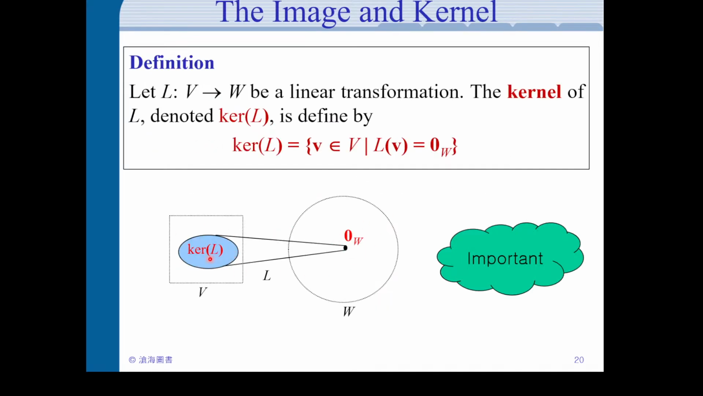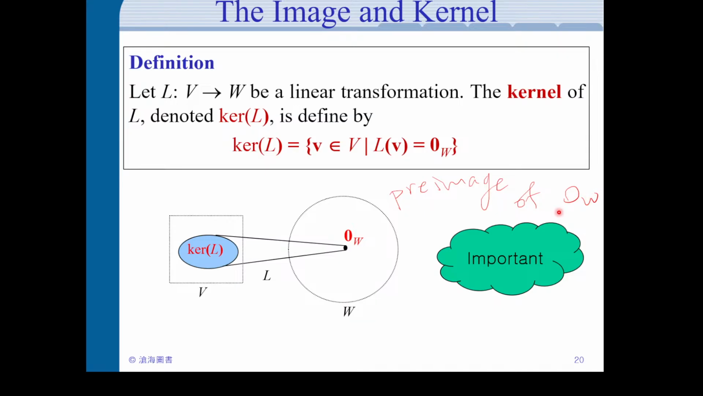But there are other things besides 0 of V that might get mapped to 0 of W. The set of all of them we call the kernel of L, and it's denoted by the notation kernel of L. The mathematical definition is here: the kernel of L is every vector inside V that gets mapped to 0 of W. Another way to say this is that it is the pre-image of 0 of W.